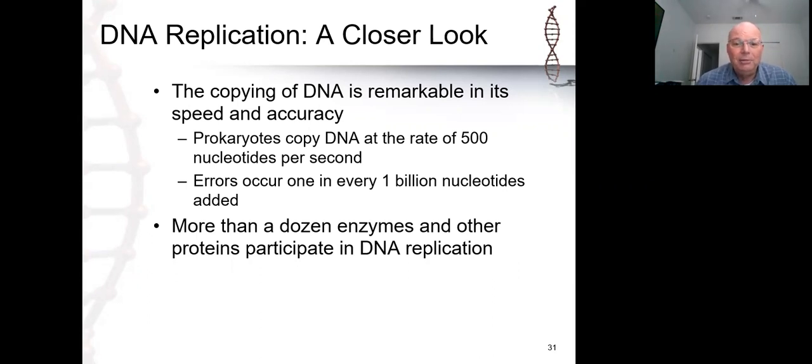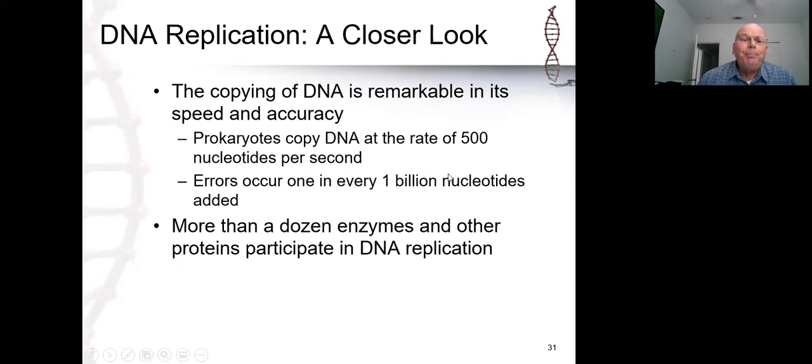On average, the copying process itself makes one error in every 1 billion nucleotides. Considering that your DNA consists of somewhere between 3 and 5 billion nucleotides, the whole copying of your genome results in 3 to 5 errors on average. Now, there are other ways for errors to be introduced into the DNA. We'll talk about ways of repairing those a little bit later in this presentation, and we'll talk about the consequences of those errors when we do chapter 17.